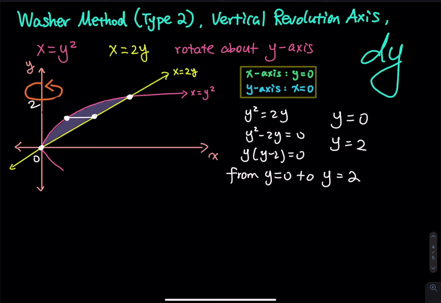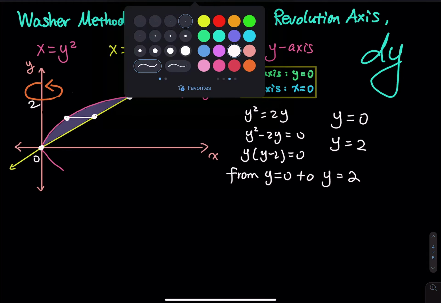Since this is a different method, for the Washer's method, you will have to consider the outer radius and the inner radius. So here is y. Let's say we have a circle, we have a smaller circle, and then we have a bigger circle, like this.